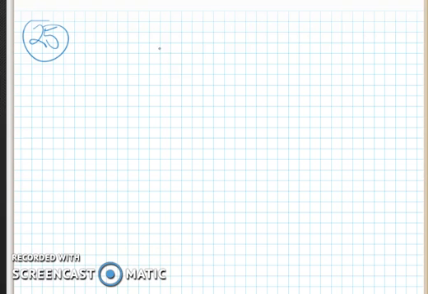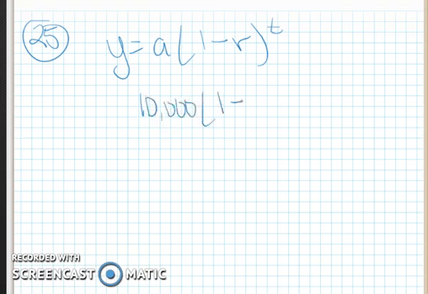Okay, there are 10,000 stormtroopers, but with the resurgence of the Jedi, they are slowly decreasing at 25% a year. How many stormtroopers will there be after 3 years? Okay, this is exponential decay, so I'm going to subtract. I start with 10,000 as my population. 1 minus 0.25 raised to the 3rd power. That's going to become 0.75. I can do that one in my head.